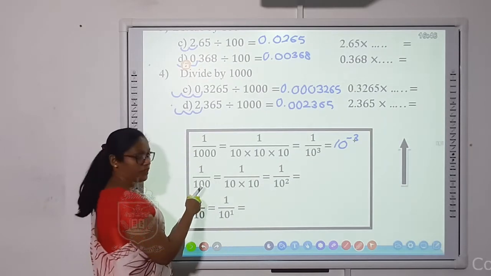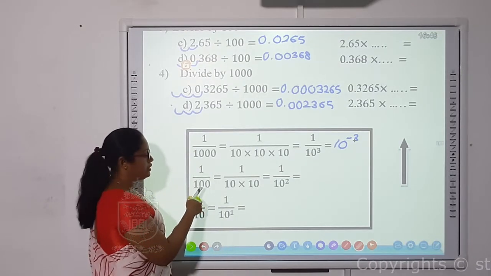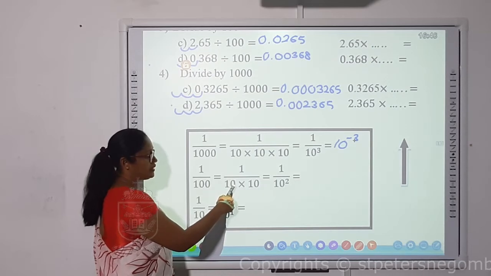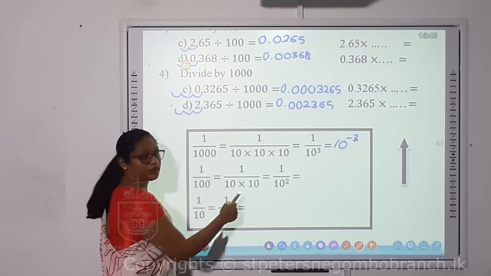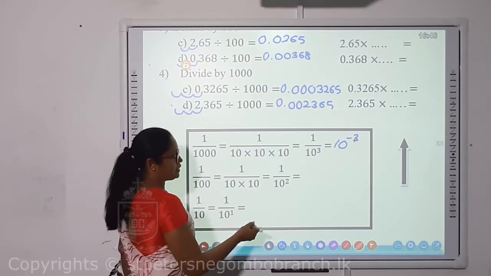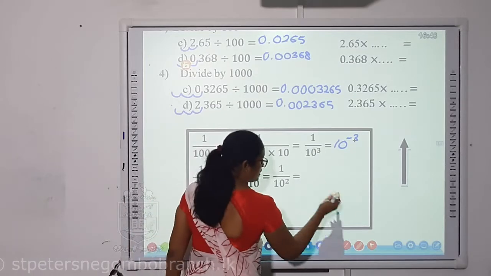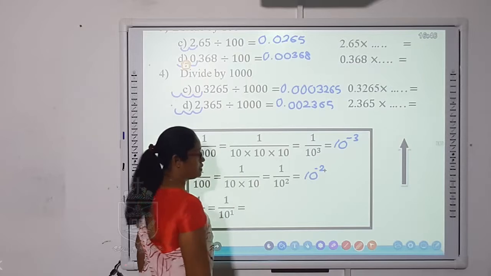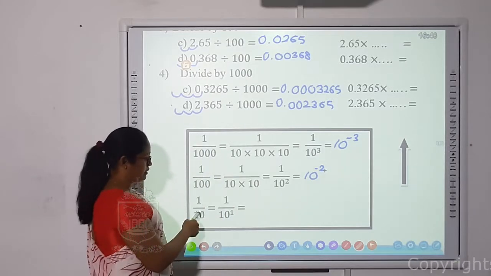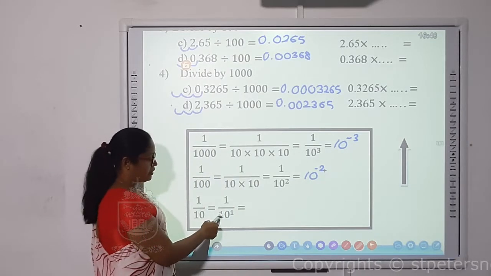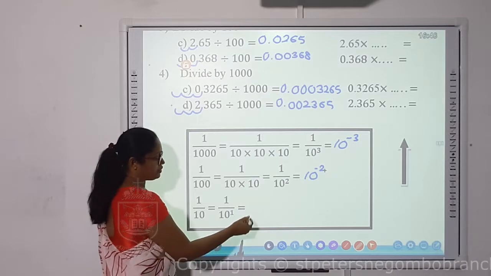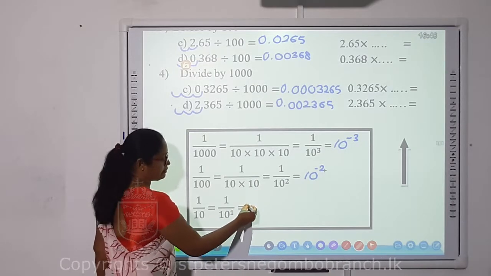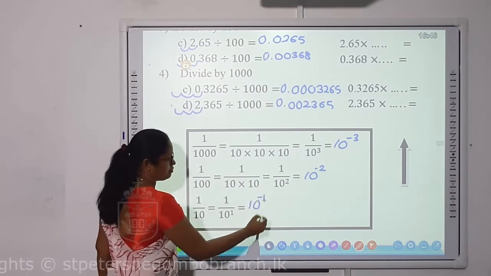Here I followed the same procedure. 100 can be written as 10 times 10, so 10 to the power 2. I just bring this to the numerator. It is 10 to the power minus 2. The last one, 10 can be written as 10 to the power 1. If I change the sign, I can write 10 to the power minus 1, right?